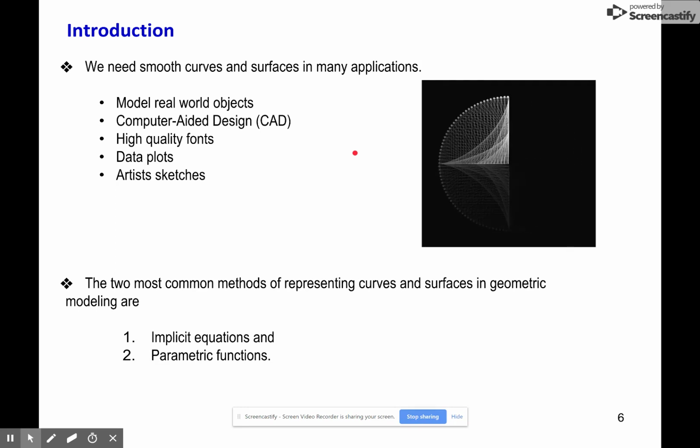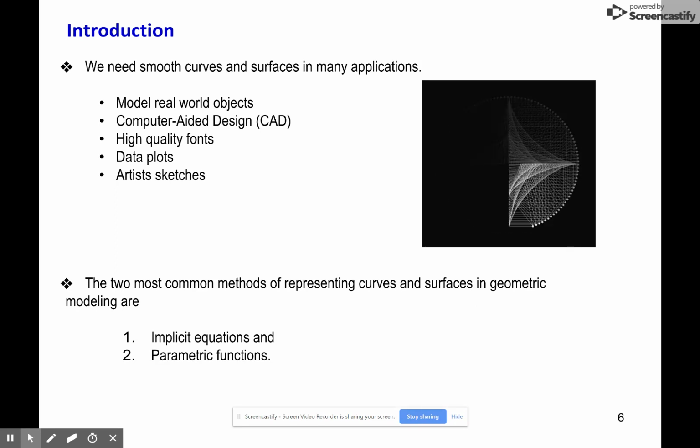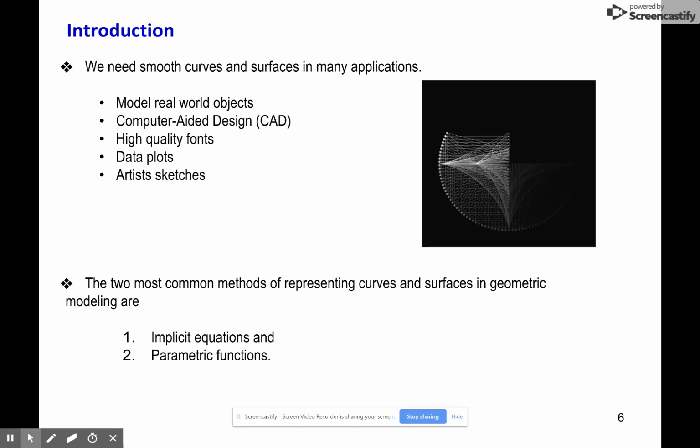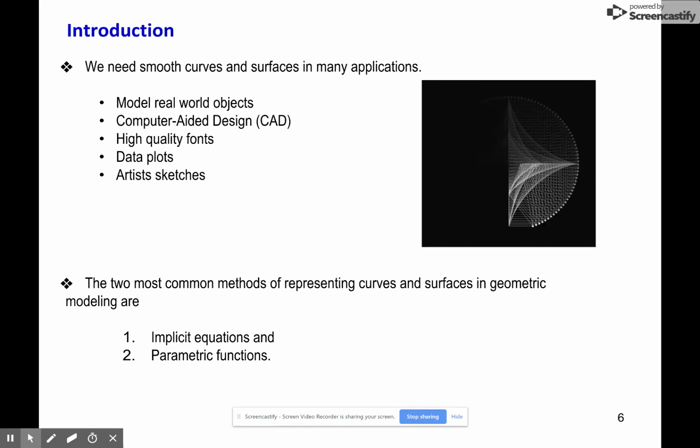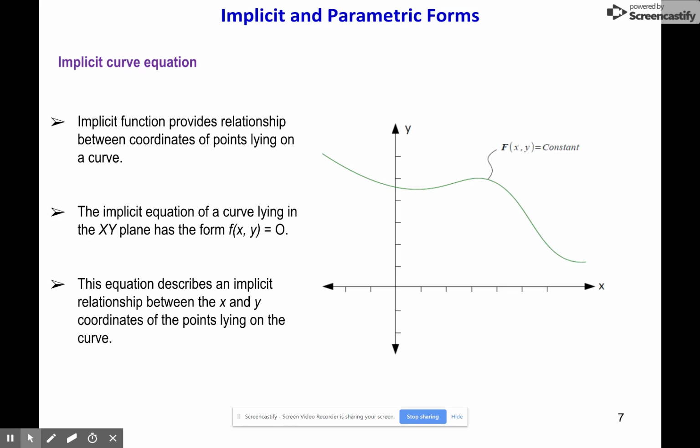So how do we represent these curves and surfaces? We use two forms. One is implicit form and the second one is parametric form. We'll see those two forms here. The first one is the implicit curve equation. We represent any curve in the form f of x comma y is equal to constant. Basically, it gives the x and y dependency in this equation.